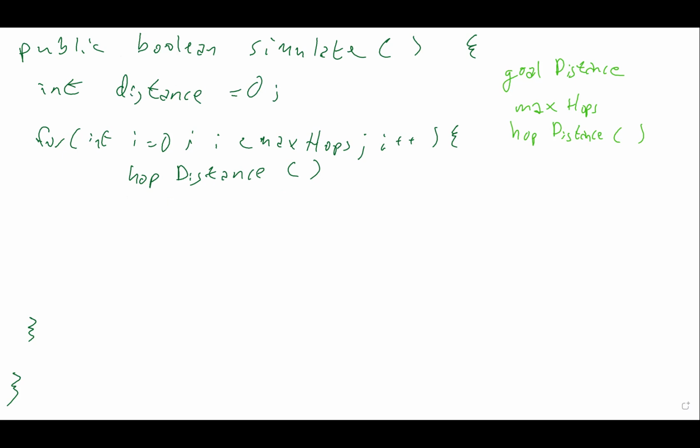Now, this distance variable can be named whatever you want because we weren't provided this variable. This is a local variable for this method that we're writing. We can name it whatever we choose. So we've got our distance, and then in our for loop, we want to say distance plus equals that hop distance.